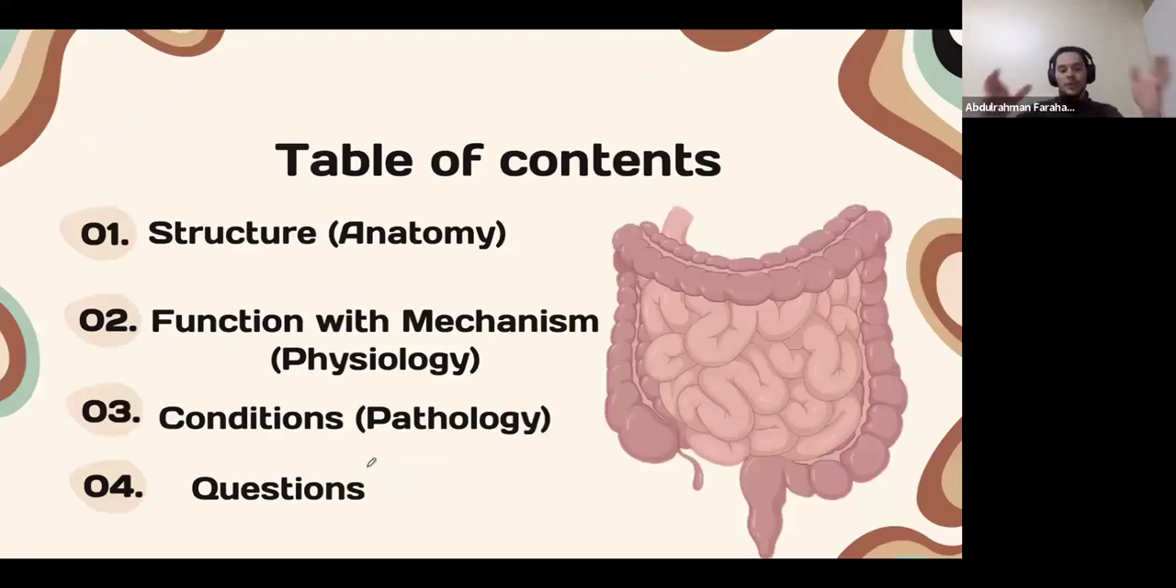I divided the lecture into four main parts. We'll start with the structure or the anatomy, which I'm pretty sure most of you already know. And then you have the function or the physiology aspect of the lecture, which will be the bulk of this session. And finally, we'll take a look at some conditions and some questions.